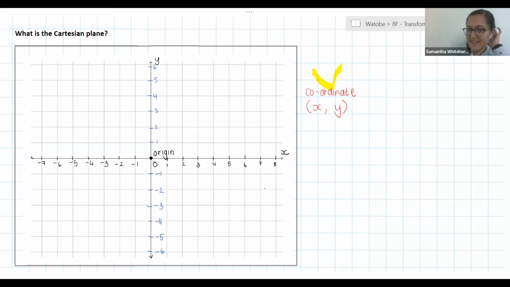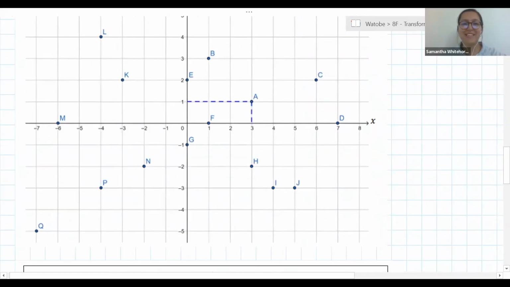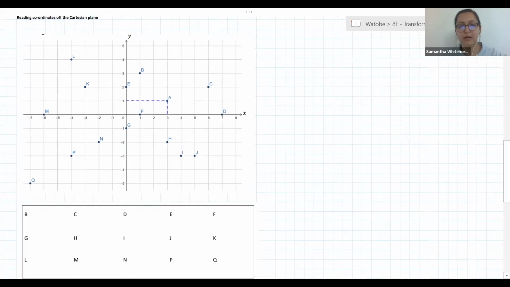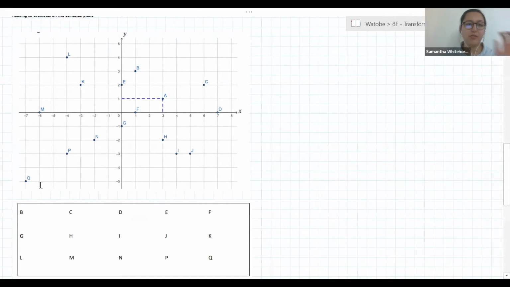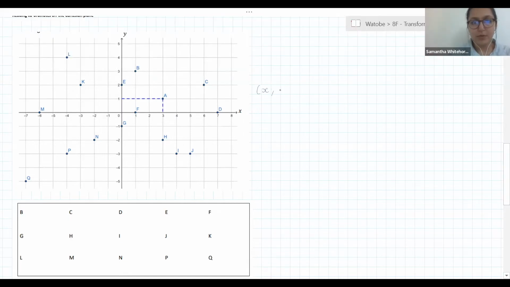Let's move, my team. Okay, so the first skill we need to have when working on the Cartesian plane is being able to read coordinates off of a Cartesian plane. So I'm going to leave this a little bit bigger. I have given myself space here to write down the coordinates. So remember, a coordinate is always an x value and then a y value, right? Always. So we always read off the horizontal axis first, and then we read off the vertical axis in order to establish what point I'm working with.